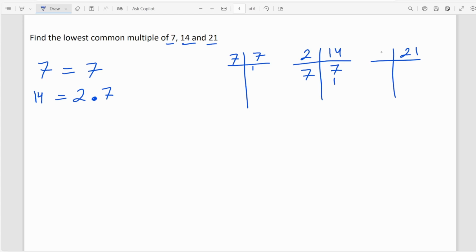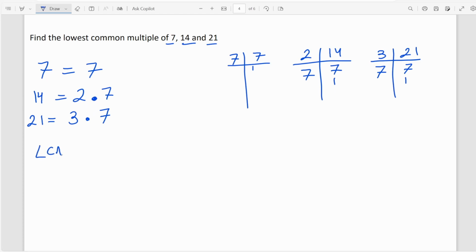Now for the 21, it's going to be 3. We get 7. Another 7, we get 1. So 21 is equal to 3 times 7. All right. By the way, again, this dot is multiplication. I hope nobody mistook it as a decimal point.